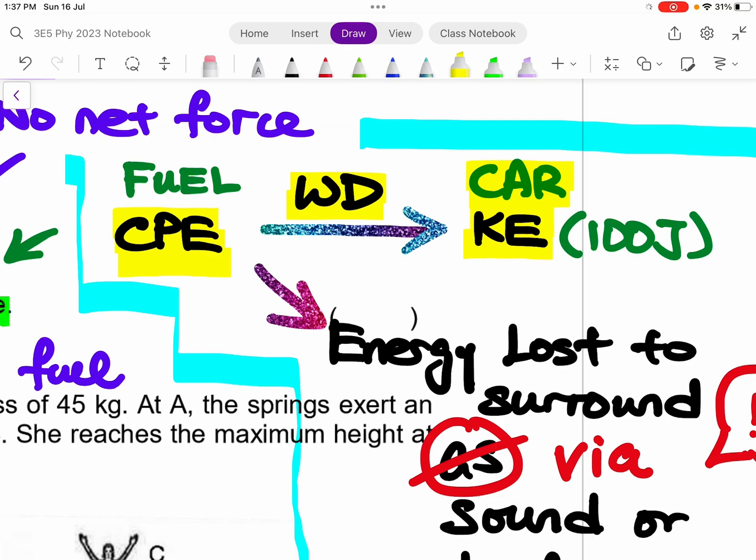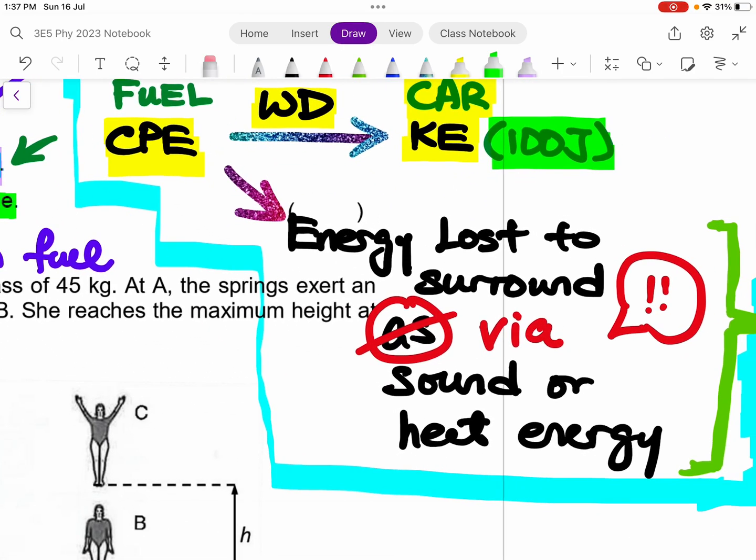And from A, we know that 100 kilojoules of energy are used as kinetic energy. So we know that is 100 kilojoules already moving the car. But at the same time, I also know that when we burn the fossil fuel and release the chemical potential energy in it, some of the energy will be lost to the surroundings.